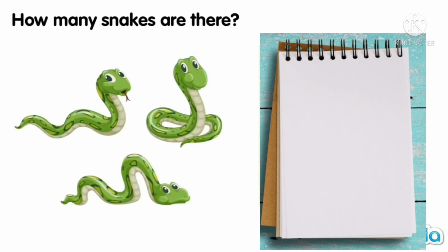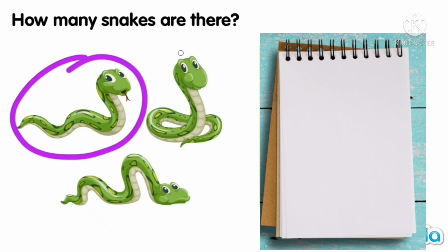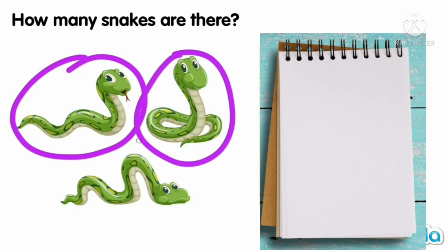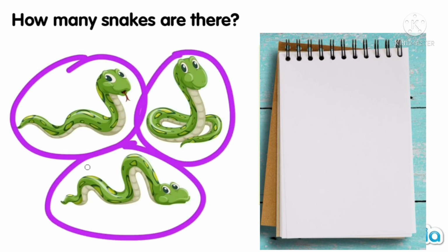How many snakes are there? One. Two. Three. There are three snakes. Three.